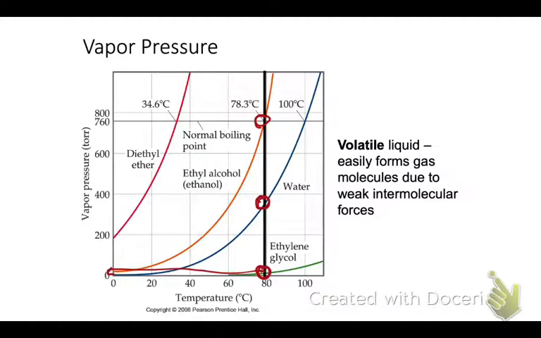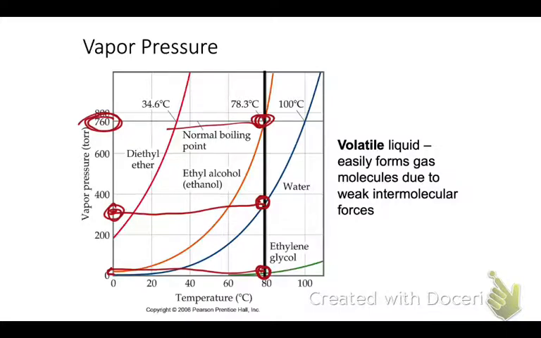Water at 80 degrees Celsius has somewhere in the 300, while alcohol, which boils, is going to have the vapor pressure equal to the atmospheric pressure, and that's why it boils at this temperature.